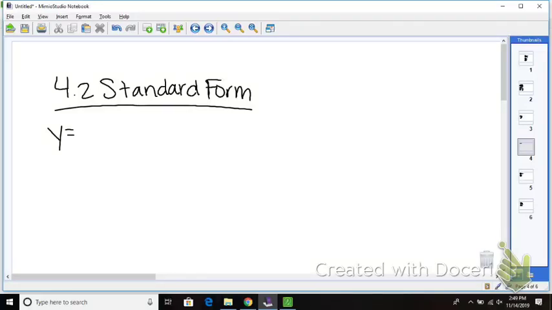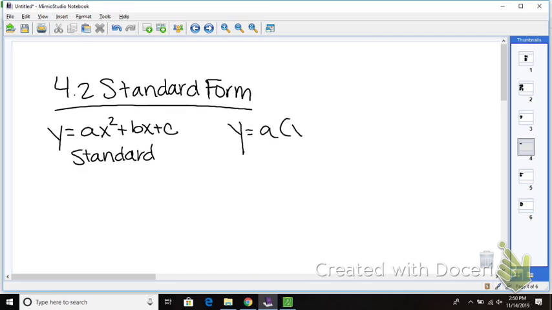Y equals ax squared plus bx plus c. This is our standard form. Graphing this isn't too terribly bad. It's just a little more involved than graphing from vertex form. So vertex form, just to remind you, is this.